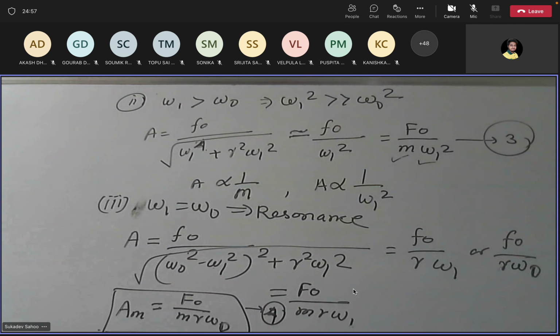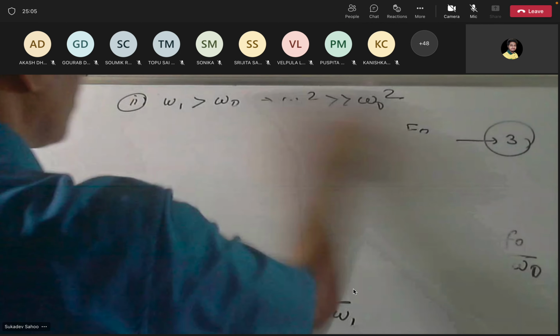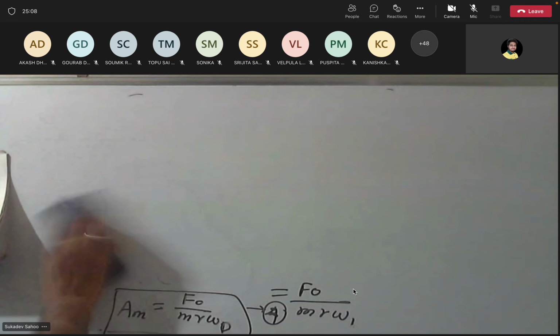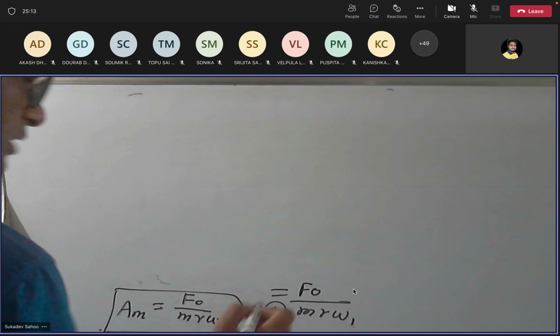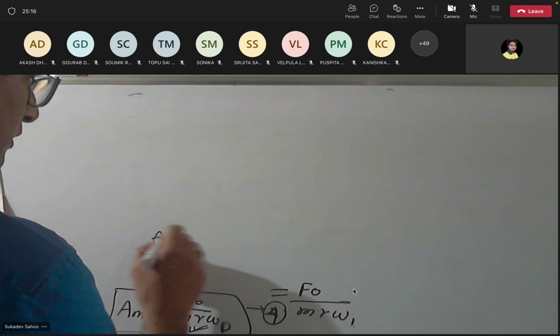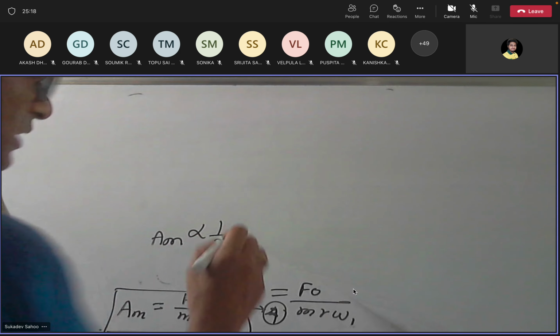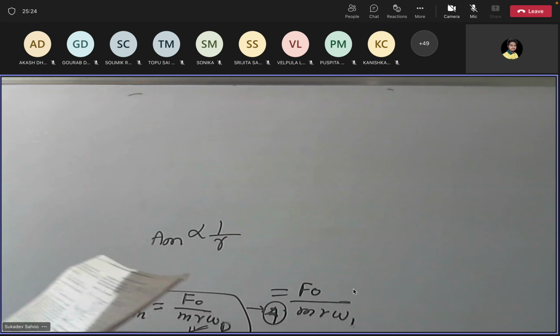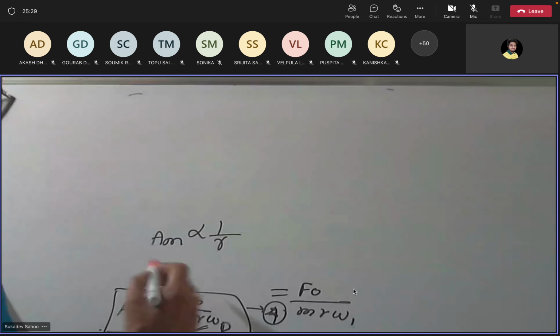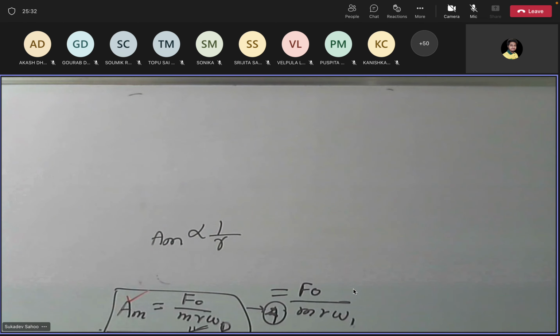This is the maximum amplitude. The maximum value of amplitude is called amplitude resonance, denoted by A. So from this we can say that the amplitude is inversely proportional to damping. Maximum amplitude is inversely proportional to the damping. So we can give the conclusion: smaller the damping coefficient, larger is the amplitude. For large damping, maximum amplitude is small.